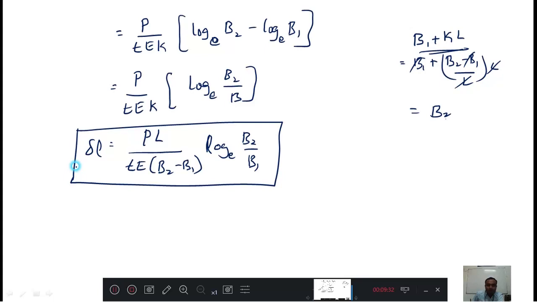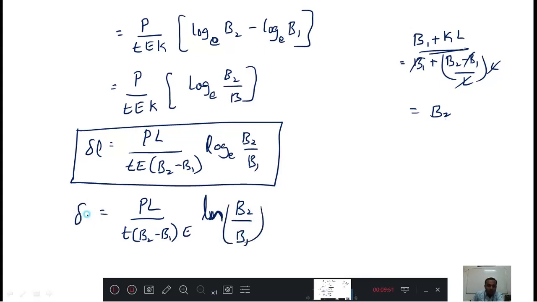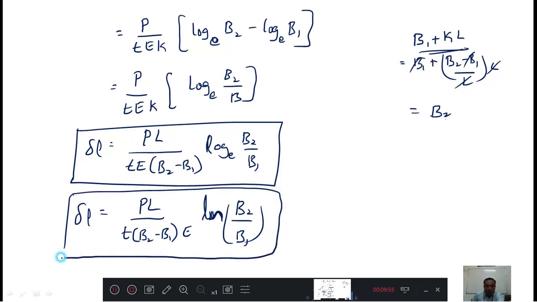Over. In some textbooks they will write it like PL by T into B2 minus B1 into E, and here instead of log base e they will write ln of B2 by B1. This is an expression for elongation due to a rectangular tapered bar.